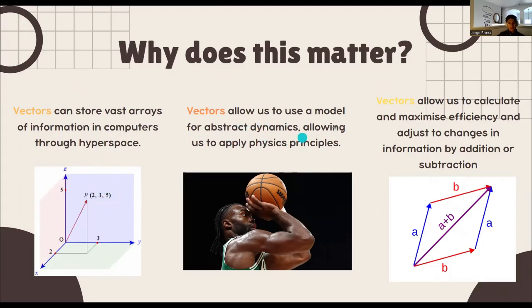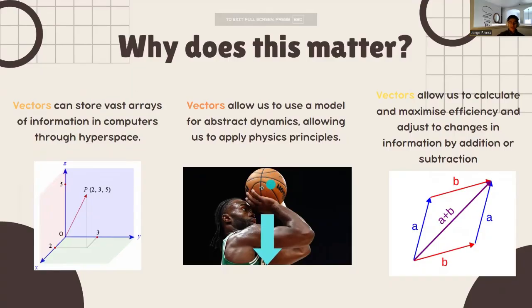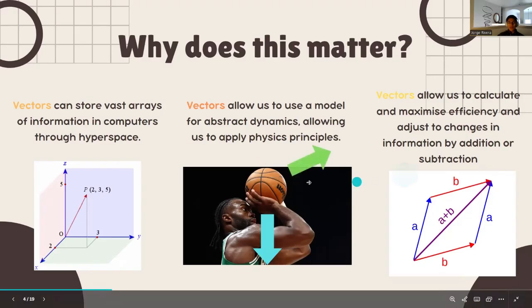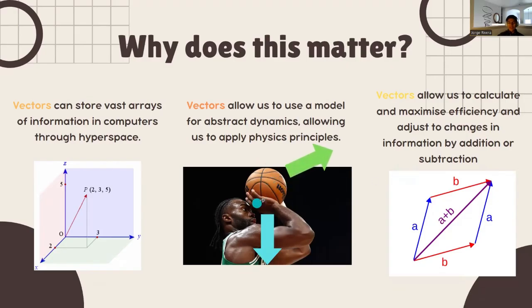Vectors also allow us to model abstract dynamics, allowing us to apply physical principles. For example, there are two forces acting on this ball that Jaylen Brown has, right? The force of gravity is acting upon the ball downwards, and also the force of his hand is acting on the ball up and to the right. Vectors allow us to calculate and maximize efficiency and adjust to changes in information by addition or subtraction. So we have these two vectors, and we can add them to create a new vector.